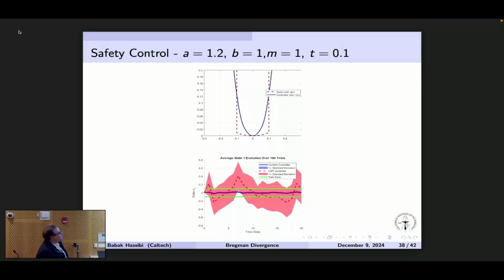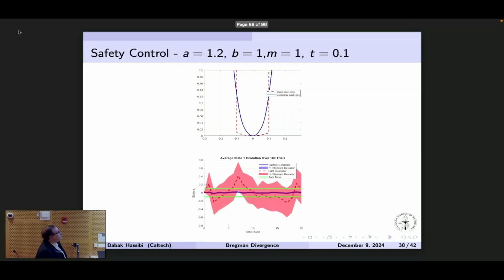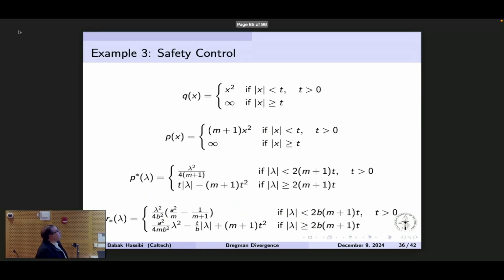This is where the safety controller that I just showed you, this piecewise controller, behaves. And the other one is the LQR. It doesn't have the safety built into it, so it exceeds these bounds quite often. Okay? So we can actually build in a constraint like this and construct a controller.